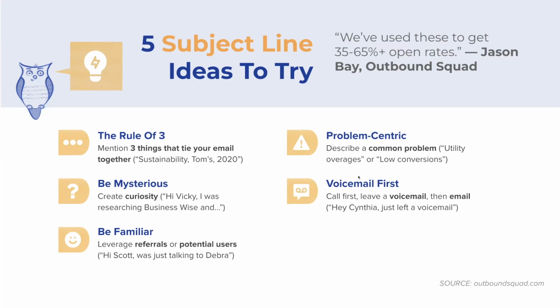Another angle to try to hit is to be mysterious. So you want to create a little curiosity. So for example, his subject line would be, hi, first name, I was researching company and ... Obviously, that one works better in the context of a one-on-one outreach where you have done some research on the company rather than in an automated campaign where you might not have full knowledge of every company you're emailing.